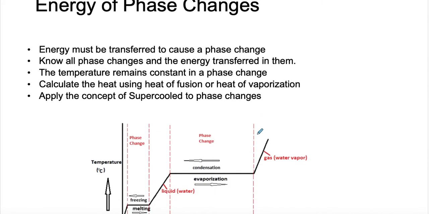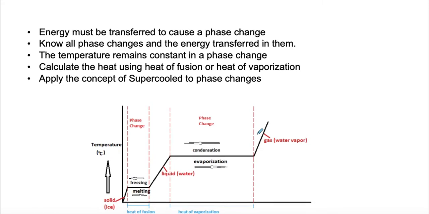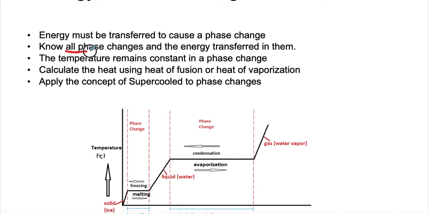Phase changes, specifically. Energy can be transferred to cause a phase change. So phase changes are going from solid to liquid to gas or some other combination. You should know all the phase changes and what they do, whether they're exothermic or endothermic. For example, going from a solid to a liquid, you should know the name of it and what that means. Going from a solid to a liquid is melting. In order to have that happen, you have to input energy, and so it is endothermic. So you should understand the transfer of heat in these processes.